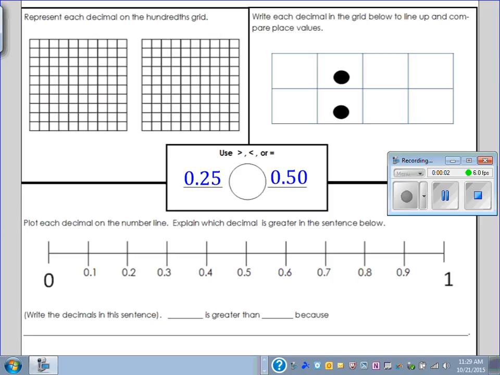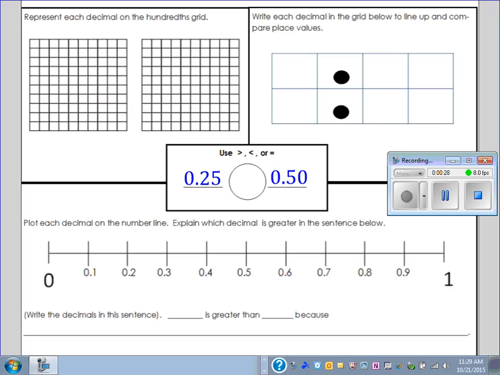Right, now we are going to compare decimals that have numbers to the tenths place. So our first decimal is 25 hundredths. And so we were comparing numbers to the tenths, and now we're comparing numbers from the tenths and the hundredths. Our next number is 50 hundredths. I'm going to shade both of these decimals in on our grids.